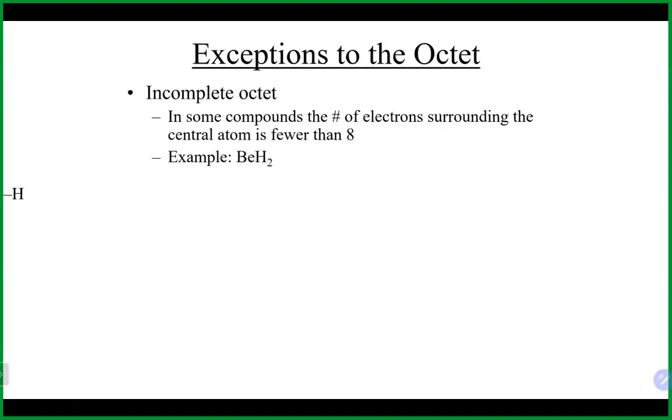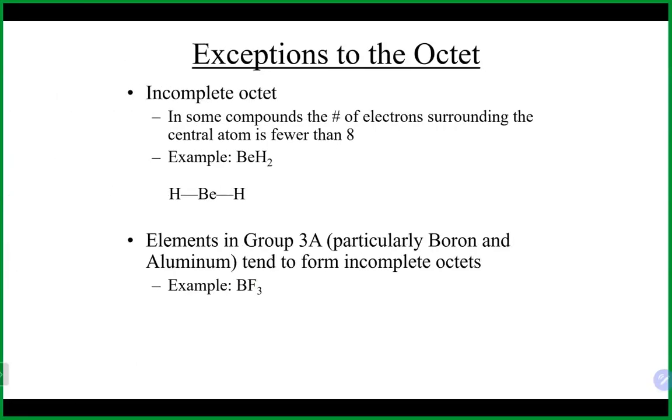So let's talk a little bit about exceptions to the octet rule. Now, there are 3 exceptions to the octet rule, although in this particular class, everything will follow the octet rule. So anything that you draw in this class should follow the octet rule. But I do want to make you aware of some exceptions that you'll come across. And if you continue on to 1A, you'll see a lot of exceptions. But in here, we will stick pretty much to the octet rule and everything should follow it.